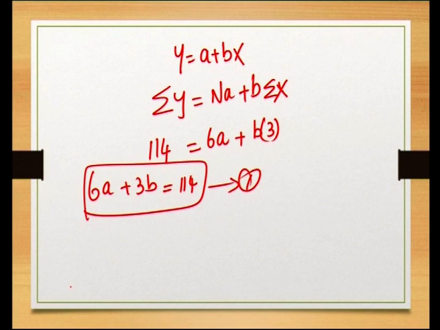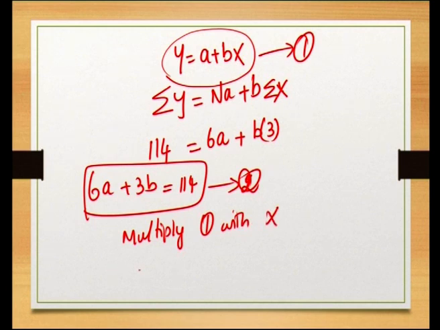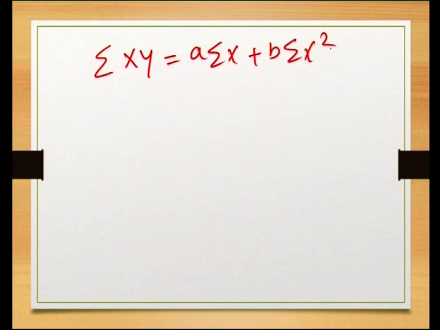Another equation is formed by multiplying the straight line equation with x and then taking summation. Mark this as equation 1 and the earlier one as equation 2. So, multiply 1 with x and then take summation. So, xy is equal to ax plus bx square. Taking summation, summation xy is equal to a into summation x plus b into summation x square.